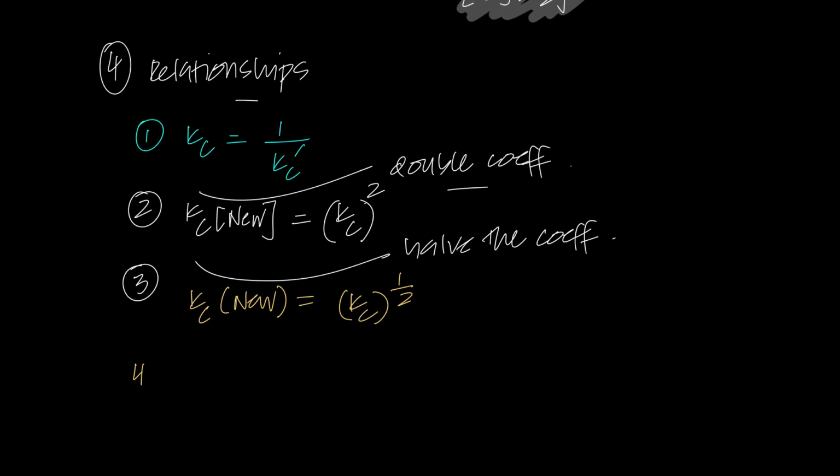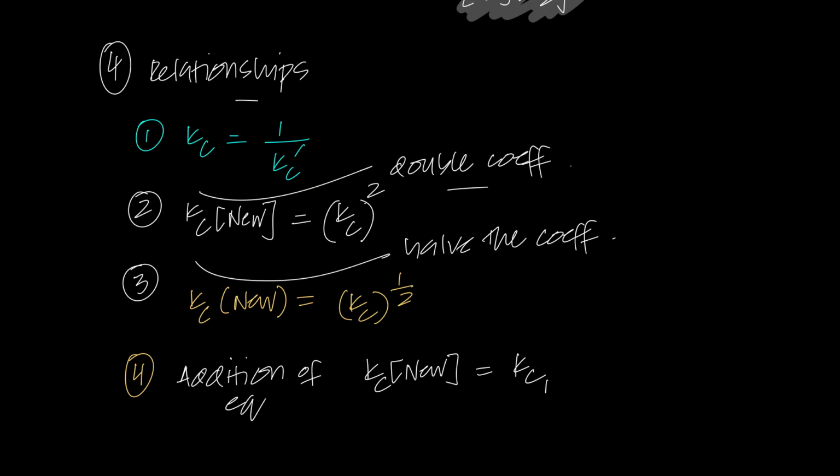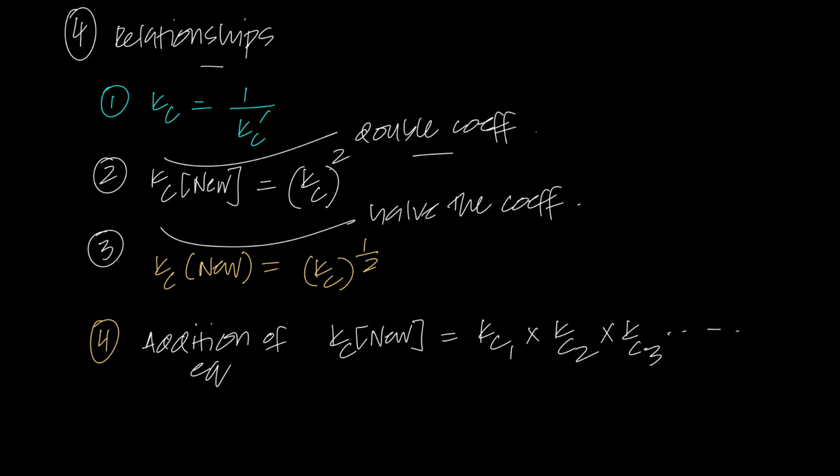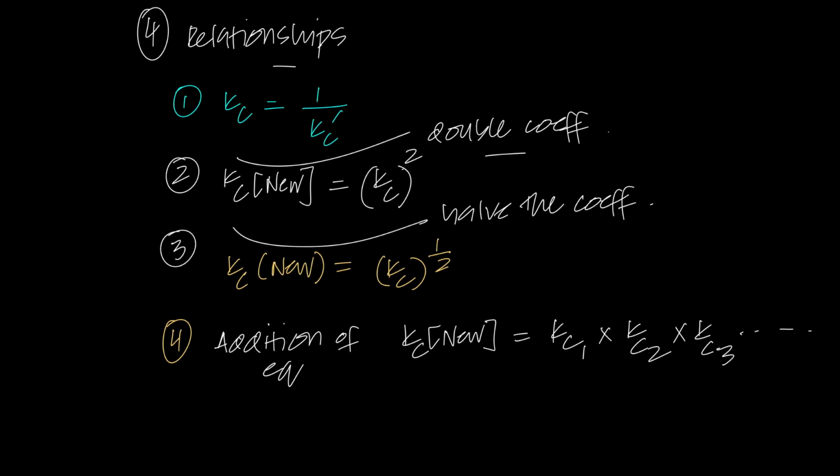And then the last equation is, if you have a series of reactions and you're adding the equations, the new Kc would be equal to the product of all the Kcs. So Kc1 times Kc2 times Kc3, and so on and so forth. However many reactions you have in a sequence, all the Kcs would be multiplied to give you the new Kc. Right? So these are the 4 relationships, very important, they help you out a ton in MCQs and whatnot.